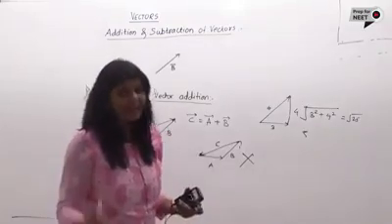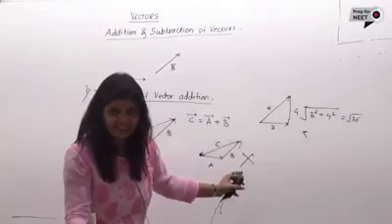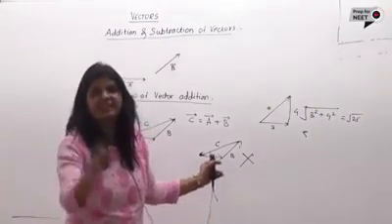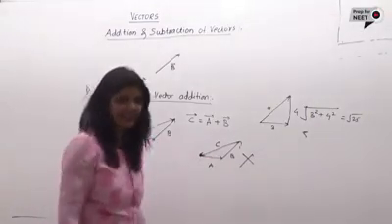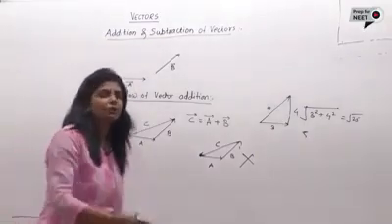Once again, I will repeat. I said addition of two vectors is nothing but the resultant of two vectors, right? It is nothing but the net of two vectors, or it is nothing but the sum of two vectors, right? I can use any word out of these three, right? We'll proceed to the next option.